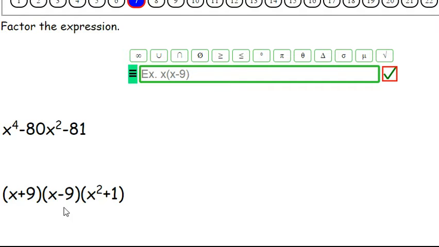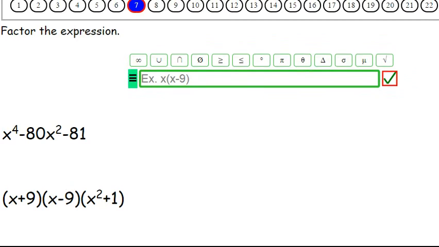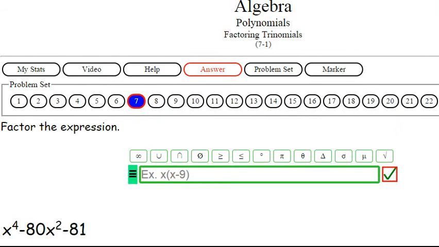X plus 9, x minus 9, x squared plus 1. They got a minus here and a plus here, but it doesn't matter. However, it will matter when you go to type it in up here. So looks like a plus sign will always be here and a minus here for this guy. Sorry about that. Okay, that ends that problem.